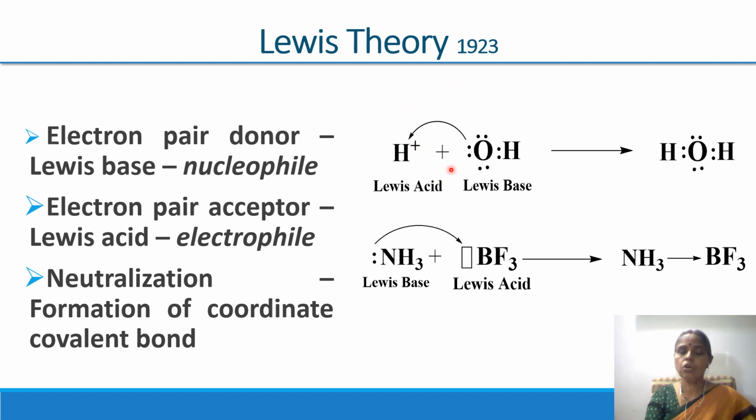Here the coordinate covalent bond is formed between oxygen and the proton. It is not hydrogen, it is H plus. So, the s orbital is vacant. Into that vacant s orbital on the proton, the lone pair on oxygen is donated and you get the water molecule as the product. So, neutralization reaction is the formation of a coordinate covalent bond between the Lewis base and the Lewis acid according to the Lewis acid base theory.